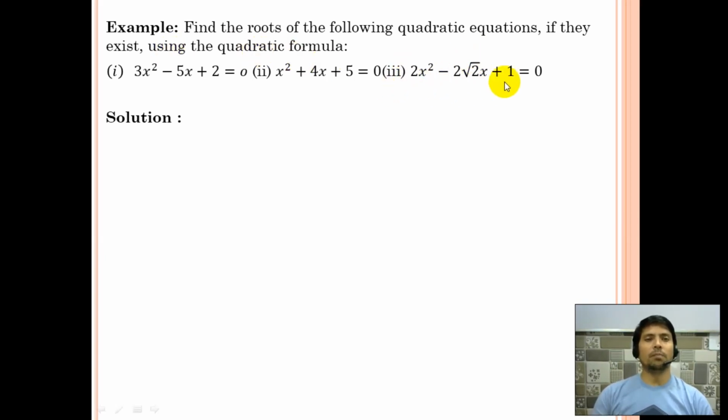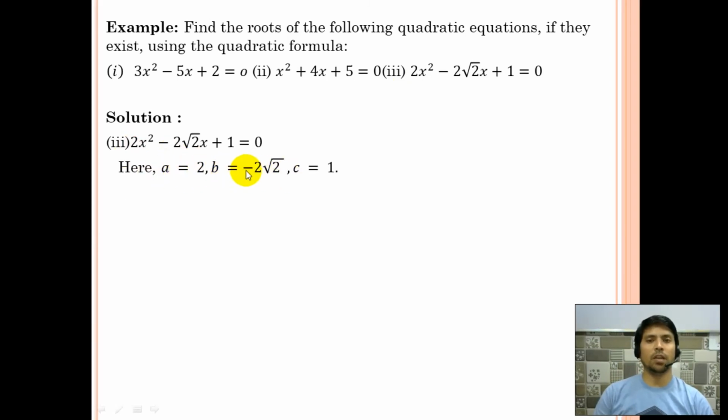So we will compare this with ax square plus bx plus c. On comparing we get the values of a, b and c. The value of a is 2, b is minus 2 root 2 and c is 1. Now we will find the value of the discriminant d. This is b square minus 4ac. b square means minus 2 root 2 whole square, which becomes plus. The square of 2 is 4, the square of root 2 is 2, and 4 times 2 is 8. So 8 minus 8, on using the values of a, b, c.